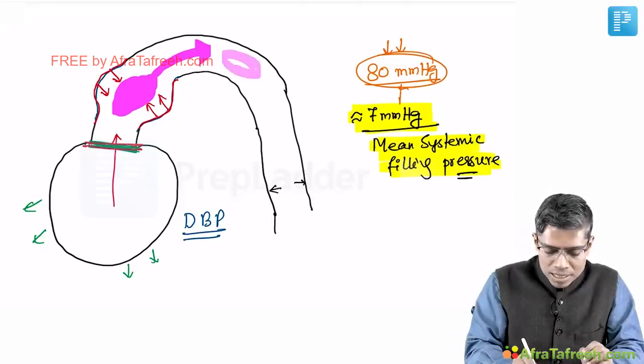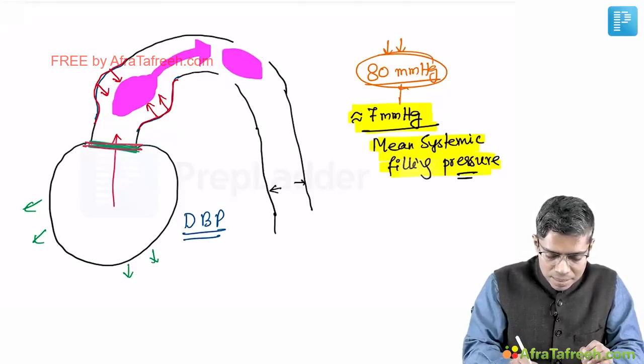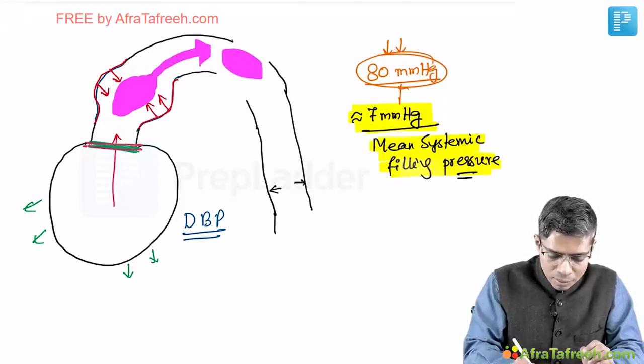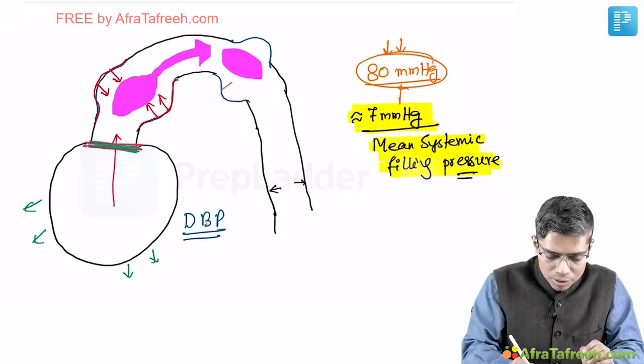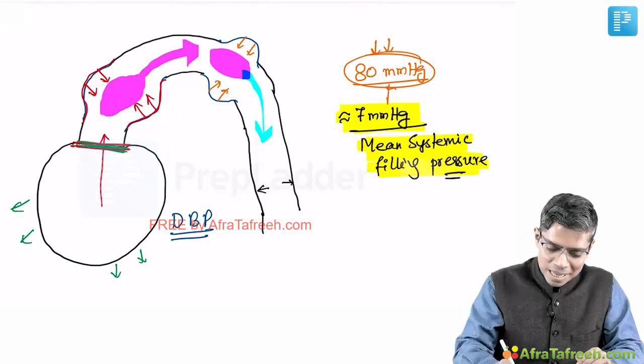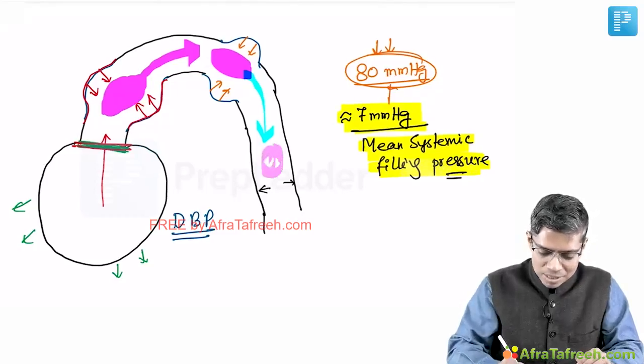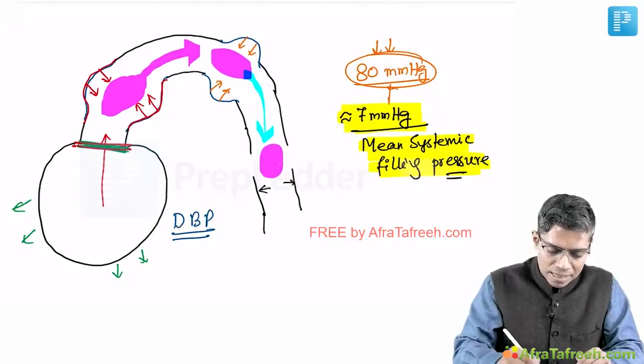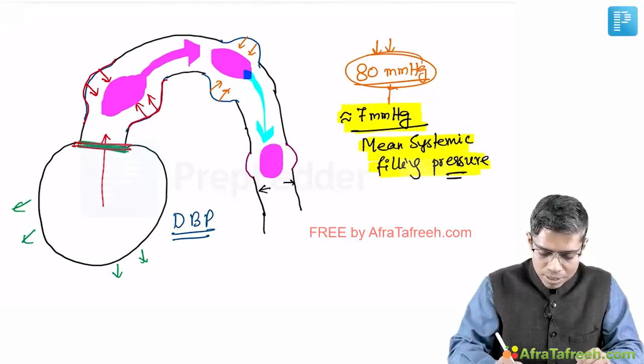And again, when the blood is reaching here, it causes elastic expansion of this vessel wall again, right? And again this vessel wall is going to recoil back. Whenever it is recoiling back, again it is going to push the blood in the forward direction, and again the same thing is going to happen. That means this blood is going to cause expansion of this vessel wall, and again that vessel wall will recoil back.